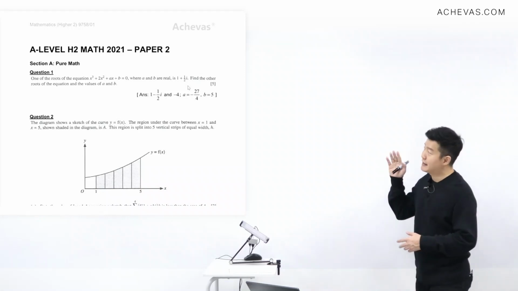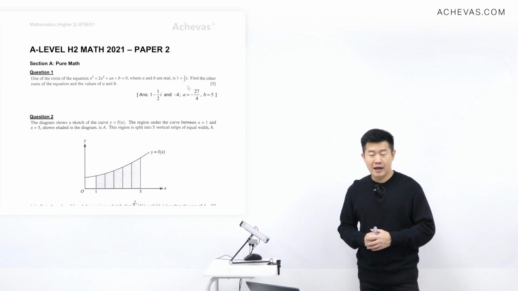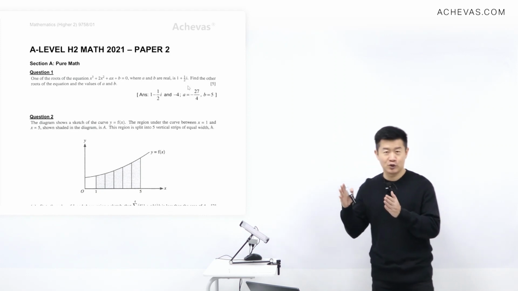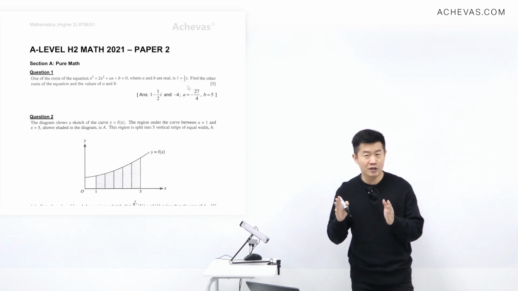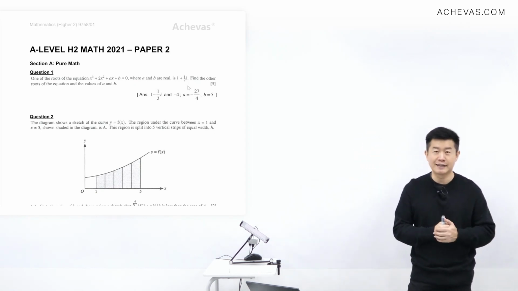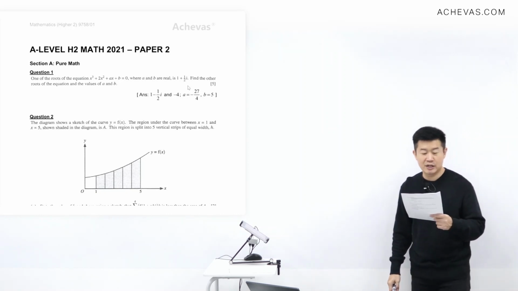Let's take a look at this A-Level H2 Math 2021 Paper 2. A typical Paper 2 will consist of two sections. Section A will be all the pure math questions and Section B will be all the statistics questions. Let's take a look at question number 1 from Section A.